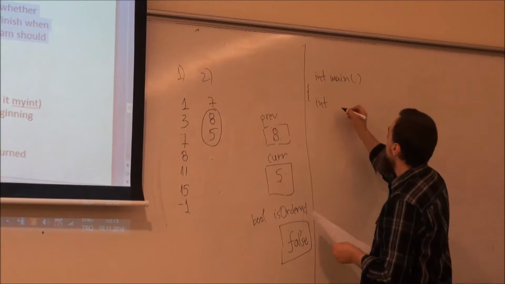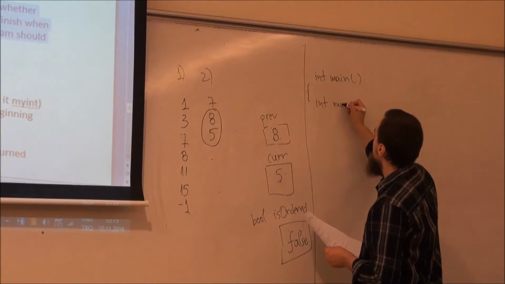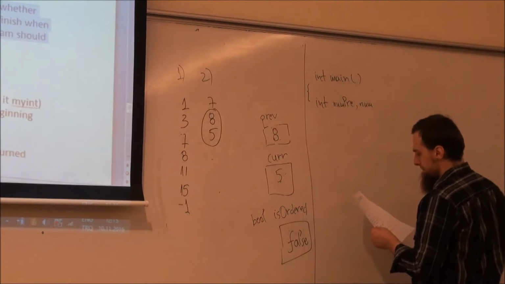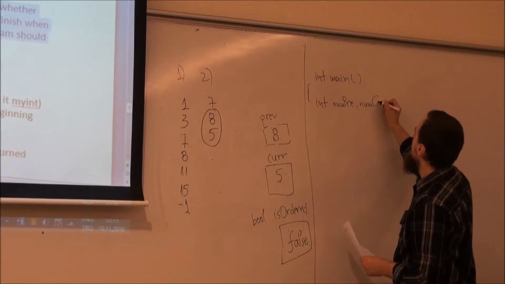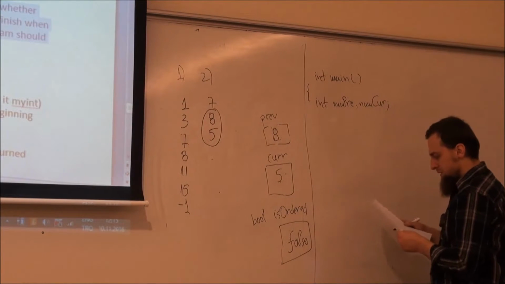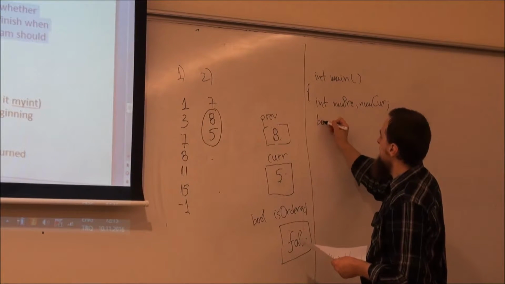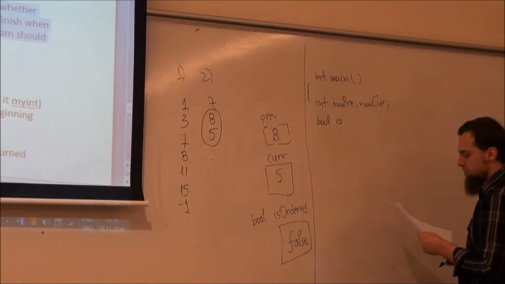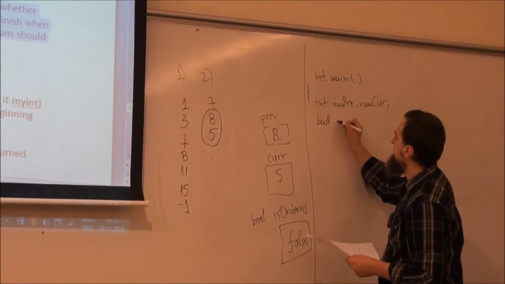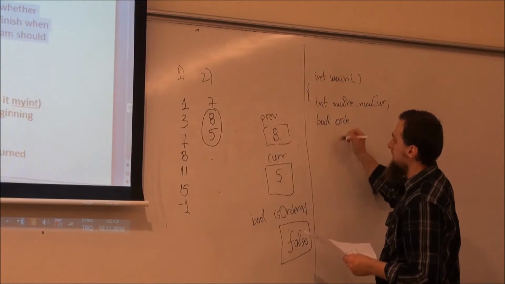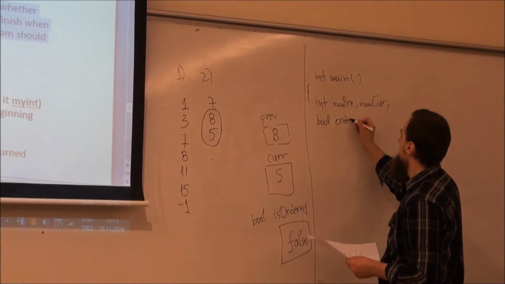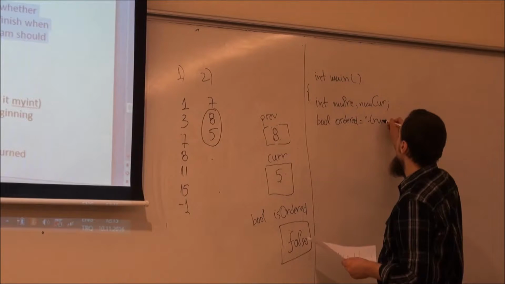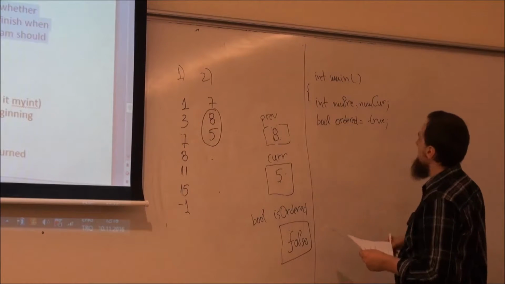So, as you see, I have to declare two variables. One of them is called number previous, and the other one is called number current. I have a Boolean variable which is called ordered. I called it isordered here. Initially, you remember I set it to be true. This is not a string. Okay.